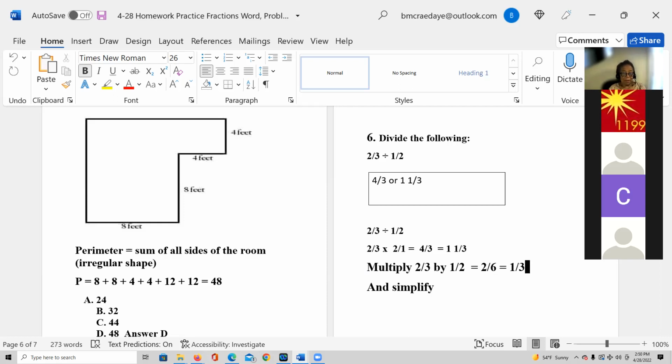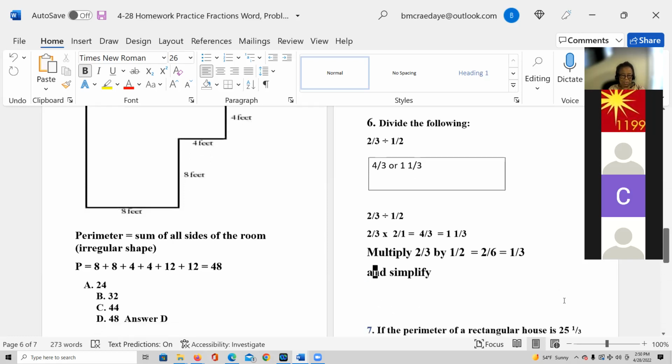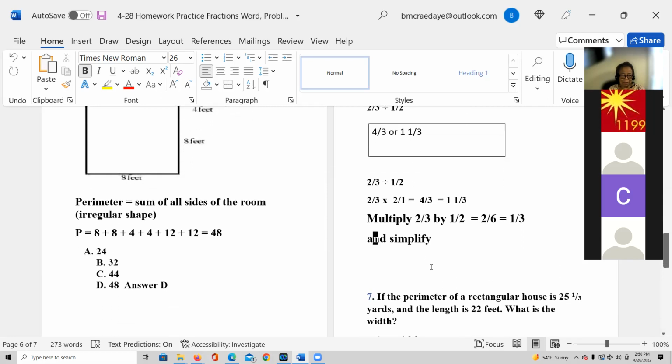So be careful when you're doing the multiplication, because you don't change anything. You just multiply the top numbers, the numerators, and the bottom numbers, the denominators, and then simplify if necessary. And of course, it was necessary here because 2/6 is not in the simplest form. Any questions? Now you've got the multiplication and division all straightened out, right?